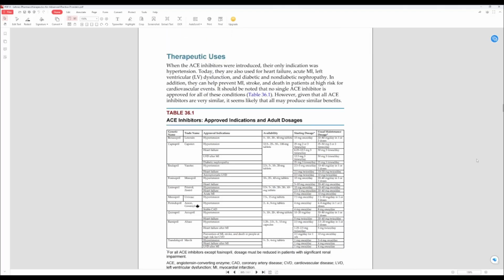So what are their therapeutic uses? When ACE inhibitors were first introduced, their only indication was to treat hypertension. However, today we also use them for heart failure, acute myocardial infarctions, and left ventricular dysfunction, as well as diabetic and non-diabetic nephropathy. In addition, they can help prevent myocardial infarctions, strokes, and death in patients at high risk for cardiovascular events. It should be noted that no single ACE inhibitor is approved for all of these conditions. However, given that all ACE inhibitors are very similar, it seems likely that all may produce a very similar benefit.